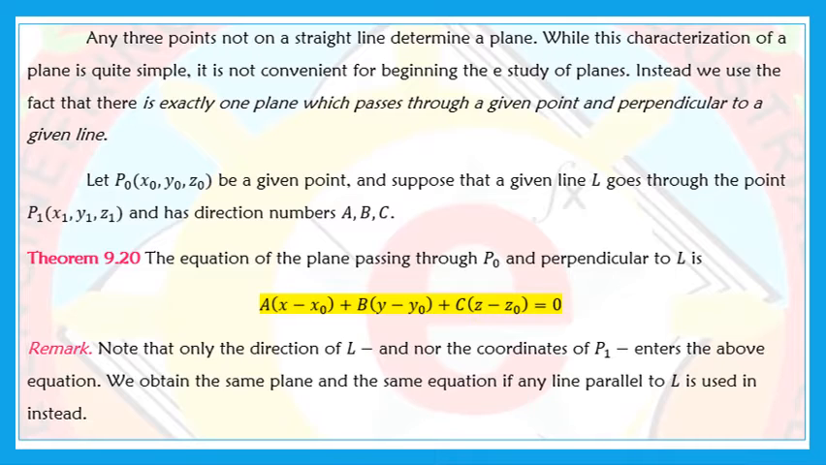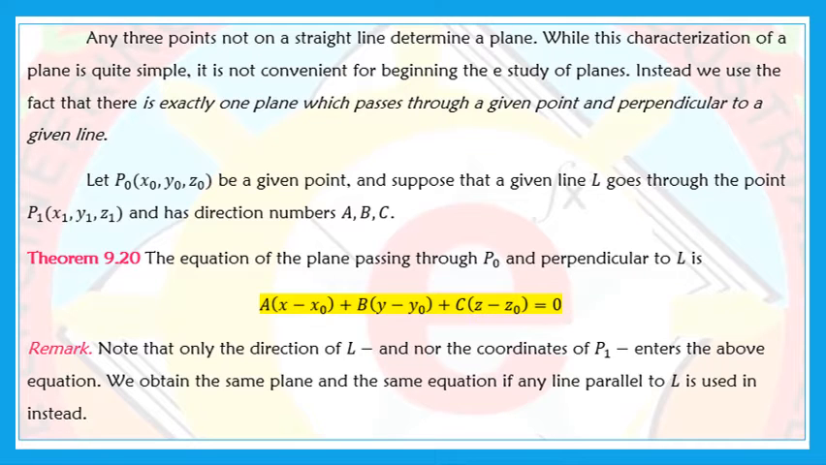Any 3 points not on a straight line determine a plane. While this characterization of a plane is quite simple, it is not convenient for beginning the study of planes. Instead, we use the fact that there is exactly one plane which passes through a given point and is perpendicular to a given line. So we let P sub O, X sub O, Y sub O, Z sub O be a given point, and suppose that a given line L goes through the point P sub 1 and has direction numbers A, B, and C.